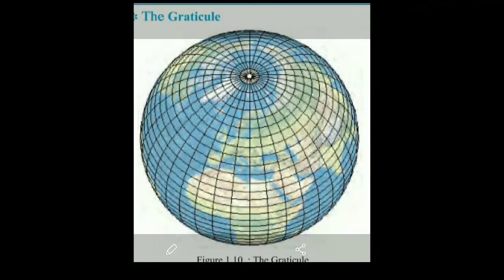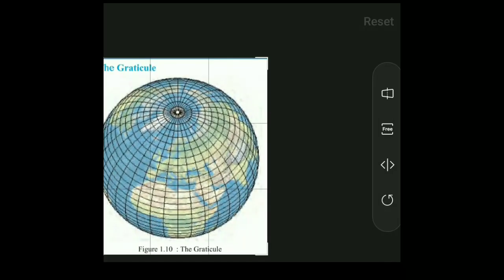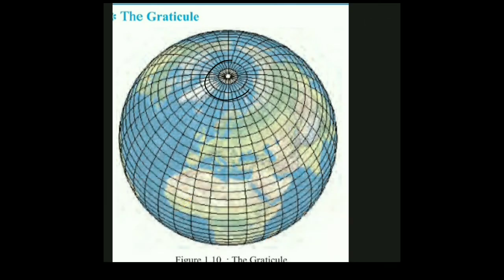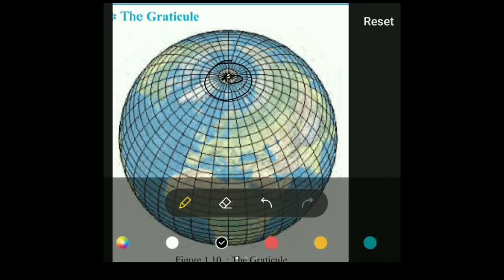You can see here the north pole and the south pole, all the meridians are converging. Can you see at this particular point, that is the north pole, and similarly in the southern hemisphere all the meridians will be converging.